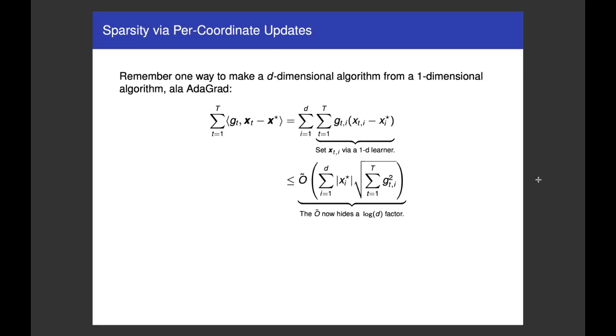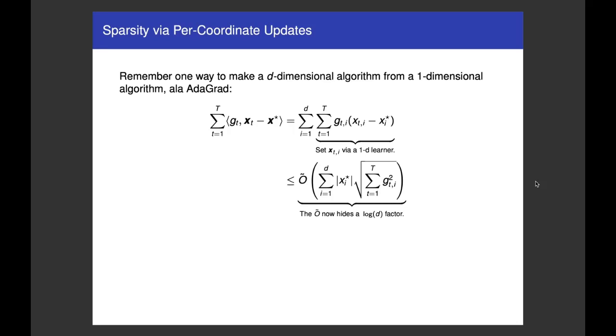All right, so first, sparsity. Remember in the previous section, we talked about how to get d-dimensional algorithms from one-dimensional algorithms. One approach is to use per-coordinate updates, which are the same thing that Adagrad does. So the linear regret can be bounded by the sum over the dimensions of some one-dimensional regrets. On each coordinate, we run an independent copy of the learner, which means that our regret will be the sum of their individual regrets. Now, if you work through the log factors here carefully, we'll pick up a log d factor, but otherwise, everything is going to be the same.